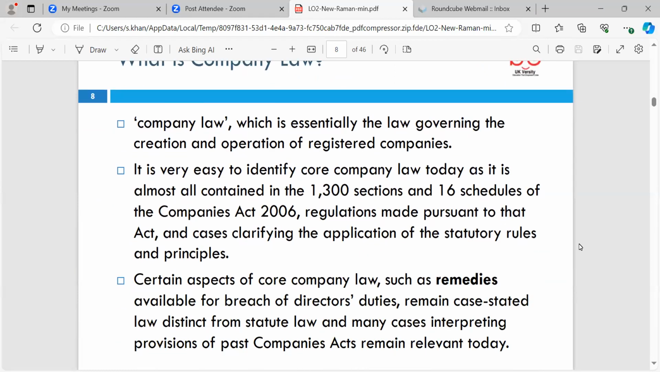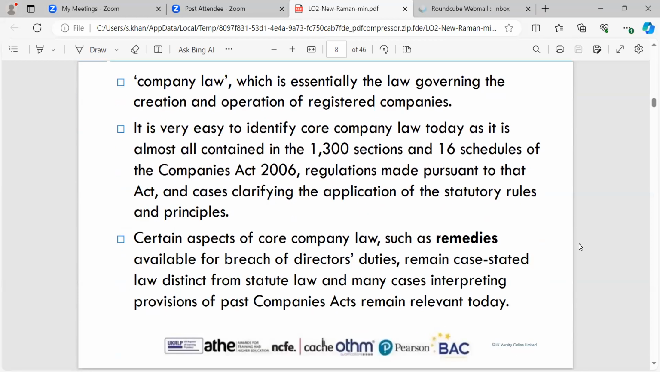So what is company law? Company law is essentially the law that governs the creation of registered companies. It is very easy to identify core company law today, as it is almost 1,300 sections and 16 schedules, as I mentioned earlier, of the Companies Act 2006, regulations made pursuant to that act, and cases clarifying the application of the statutory rules and principles. So there are rules and principles that we must follow to adhere to any sort of regulations that are set out in the Companies Act.